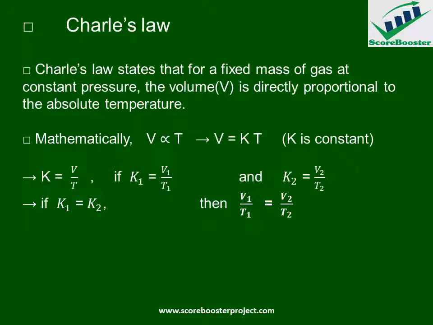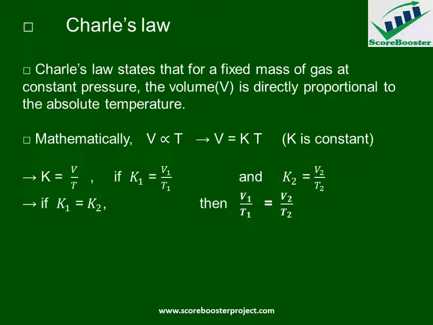Absolute temperature is the temperature in Kelvin. Mathematically, the volume V is proportional to temperature T. So, V is directly proportional to T. If we introduce the constant of proportionality, then it will give us V equals kT, where k is the constant of proportionality in this case. Now, we can proceed to make k the subject of formula by dividing through by T, and that will give us k equals V over T.